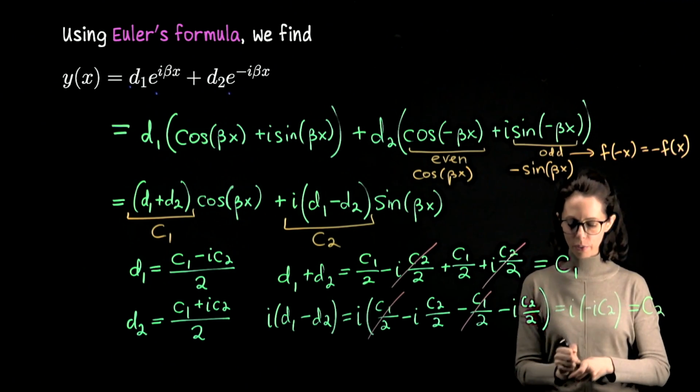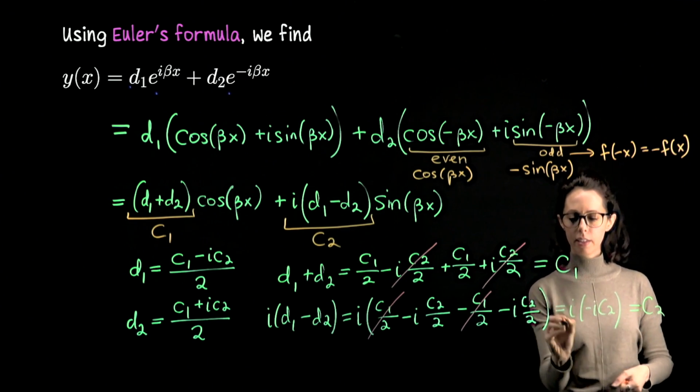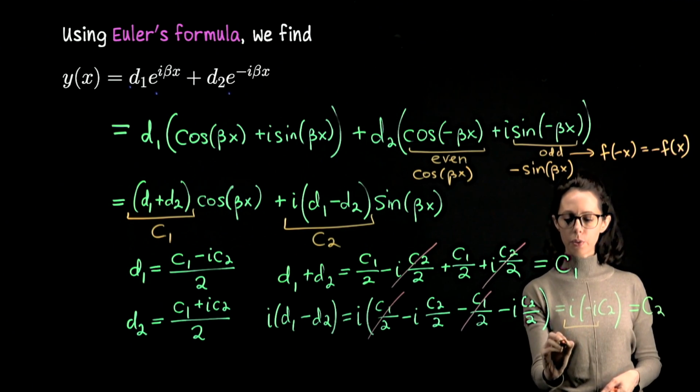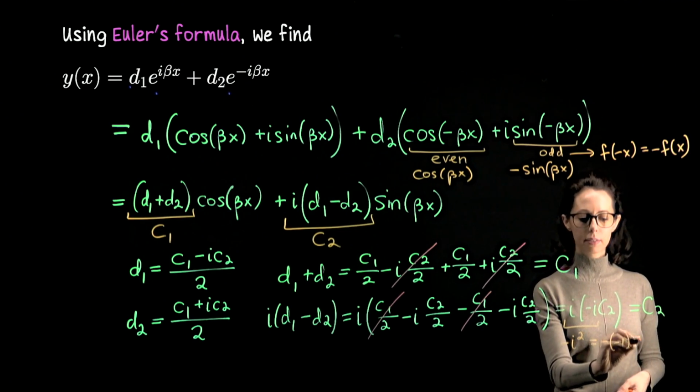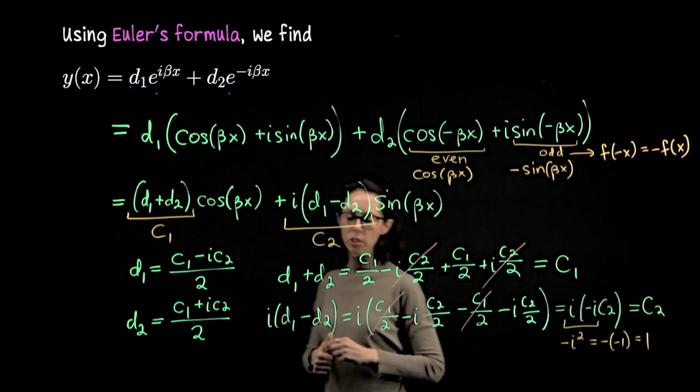Let me just make a little note here of what I just did out loud. This coefficient in front of the c2 is like negative i squared, but that's like negative 1. Okay, so that's what I was trying to say out loud.